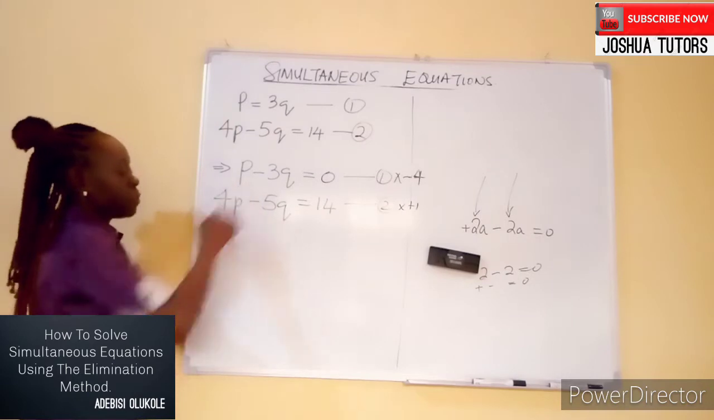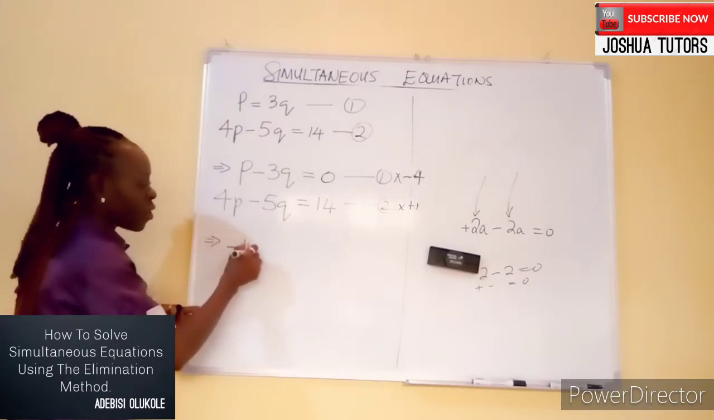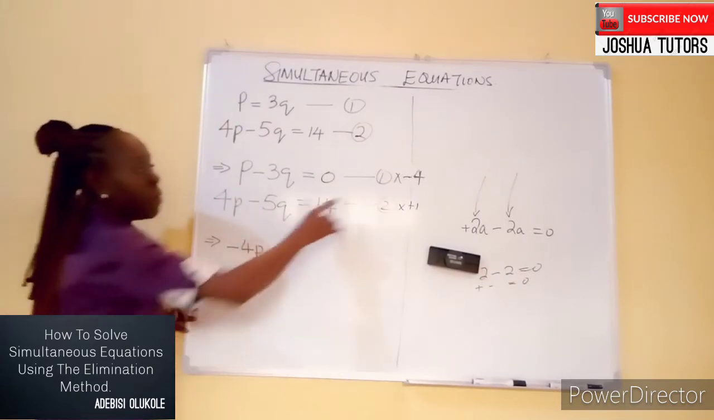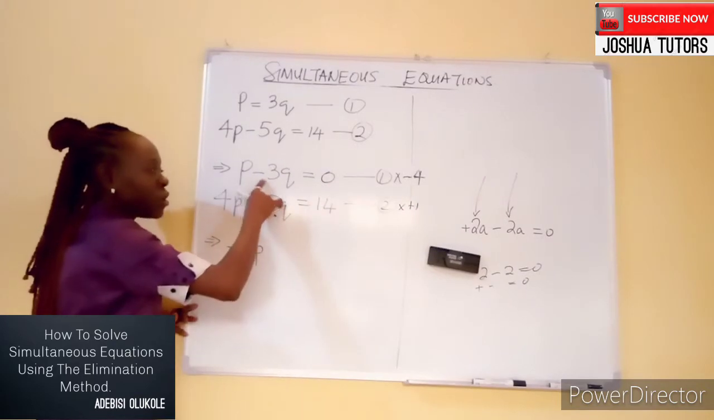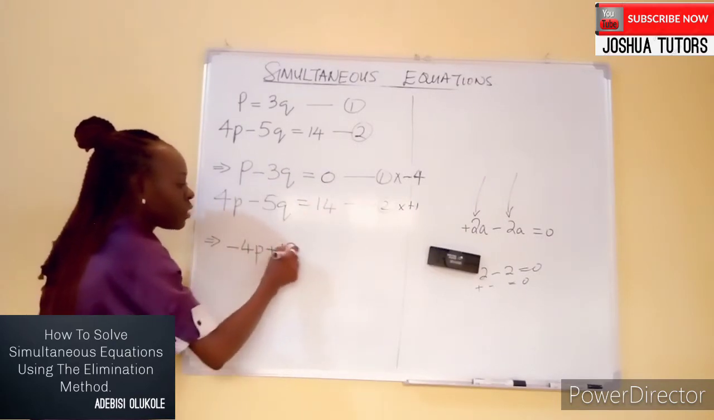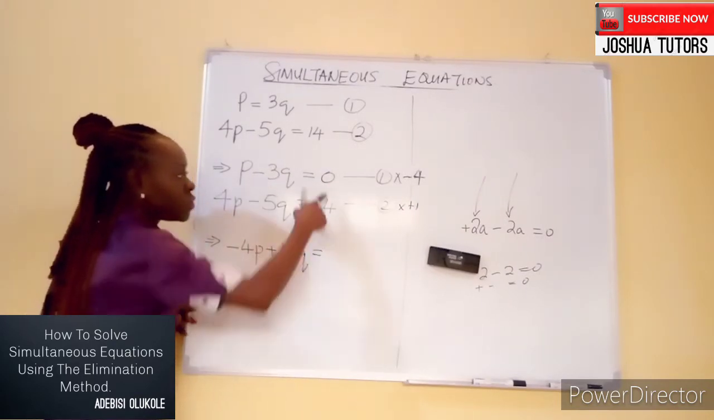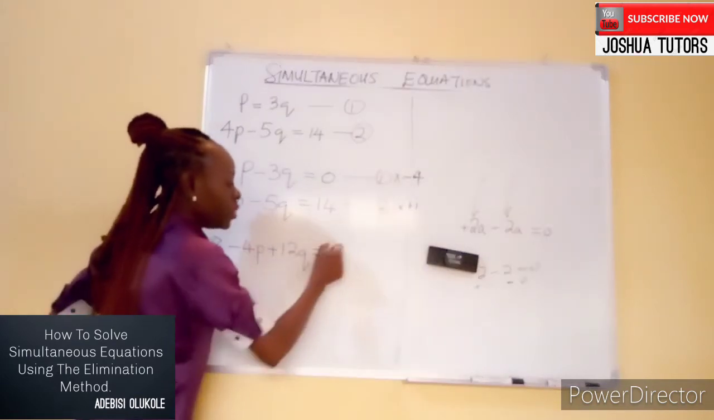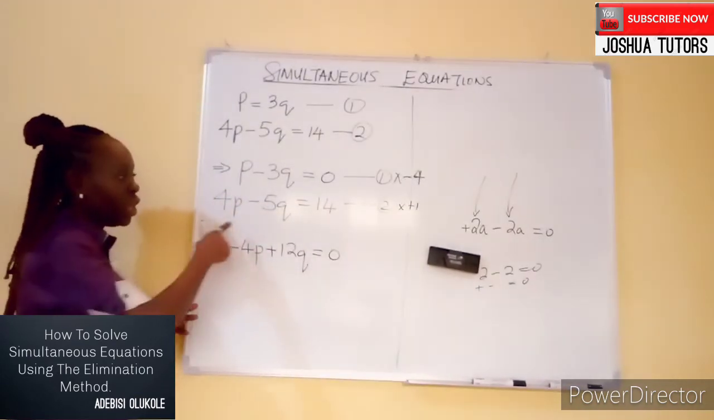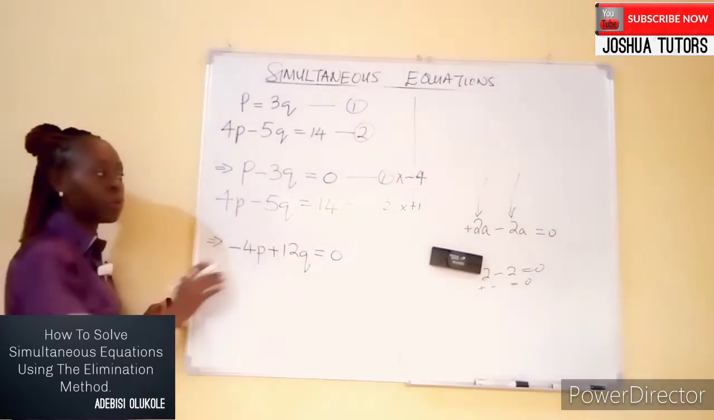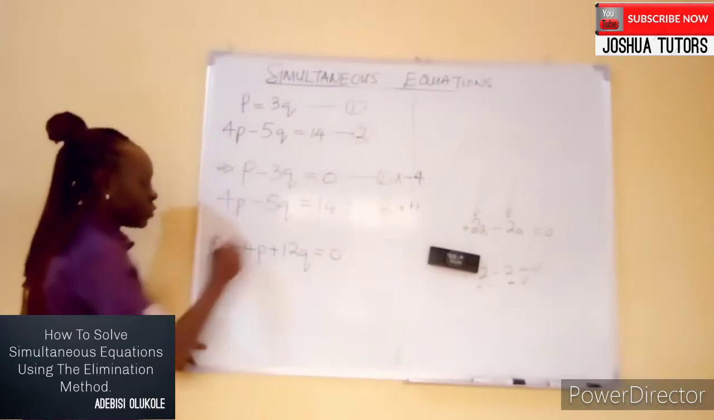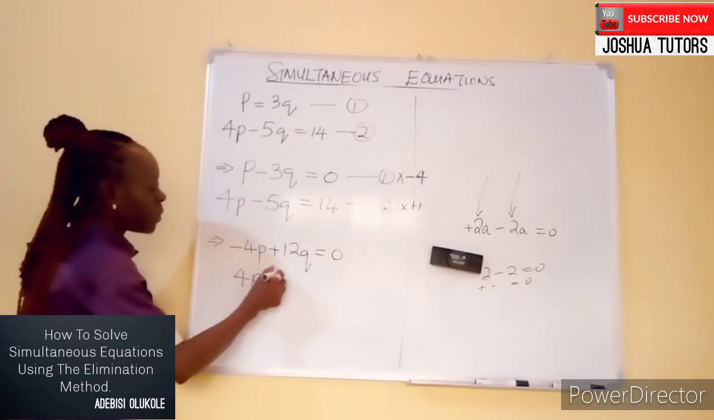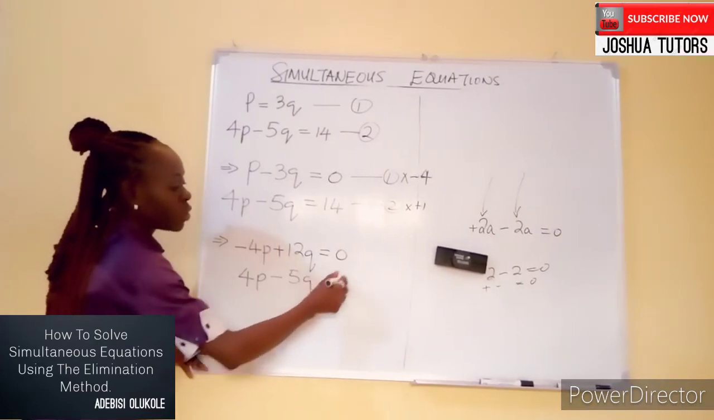Minus 4 times P gives me minus 4P. Minus 4 times minus 3Q gives me plus 12Q. Equal to 0 times minus 4 is 0. Equation 2 remains the way it is because I'm multiplying it by 1. So I have 4P minus 5Q equal to 14.